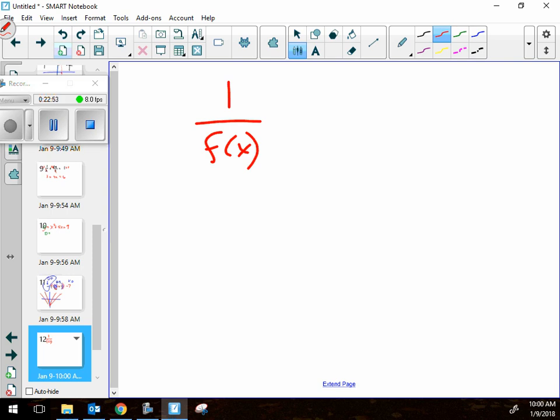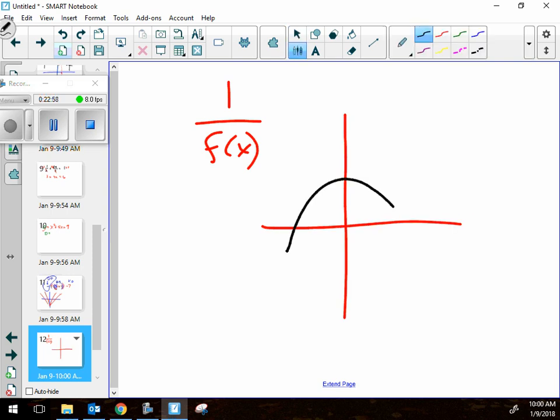So let's say I had a graph and it looked like this. Yours doesn't look like this. I'm doing this differently on purpose. What if I put 1 over that function? Well, the first thing I'd do is find this spot, and I'd say at that spot, my new function can't exist. So what do I do there? Asymptote. Remember this thing?